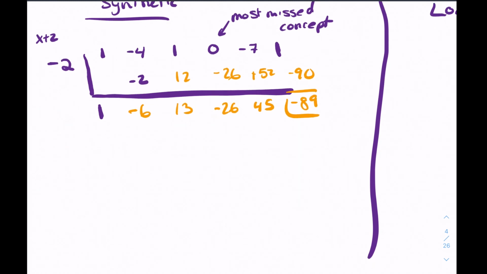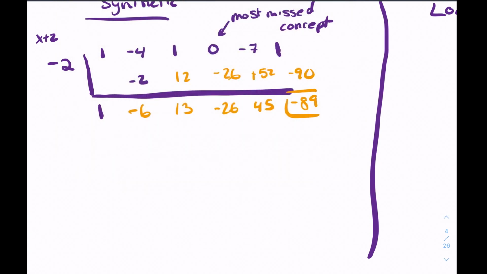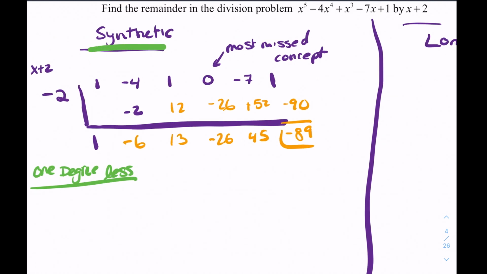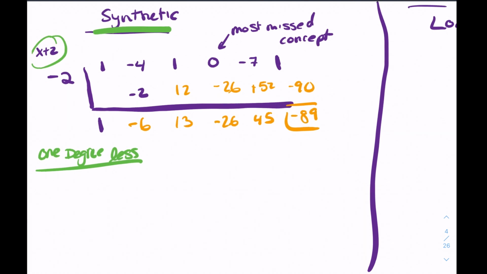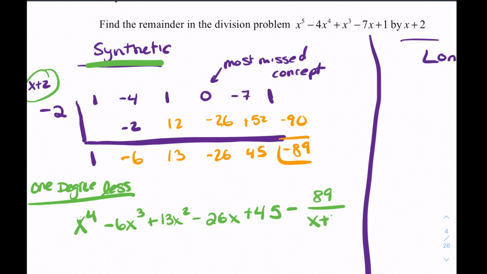So this problem, this quotient, our remainder is, let's get this in a slightly easier color to read. Everything is 1 degree less. And this works, if you forgot, synthetic division only works when we have a linear binomial divisor. Our answer would be, we started with x to the 5th, so now this is x to the 4th minus 6x cubed plus 13x squared minus 26x plus 45 minus 89 over our divisor, x plus 2.